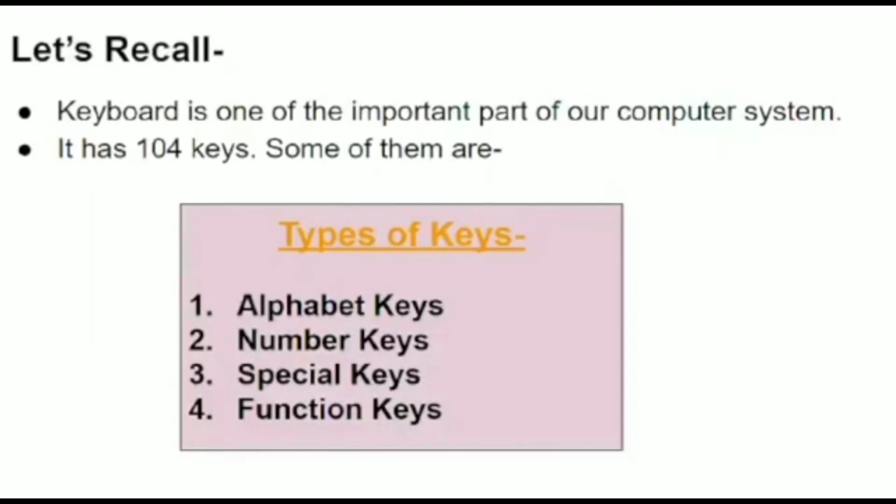Students, now let us recall what we have learned in this chapter. A keyboard is the basic part of a computer. There are different types of keys present on the keyboard. Alphabet keys are used to type different letters and words. Number keys are used to type numbers. Spacebar key, enter key, backspace key, caps lock key and function keys. These are some special keys on the keyboard.